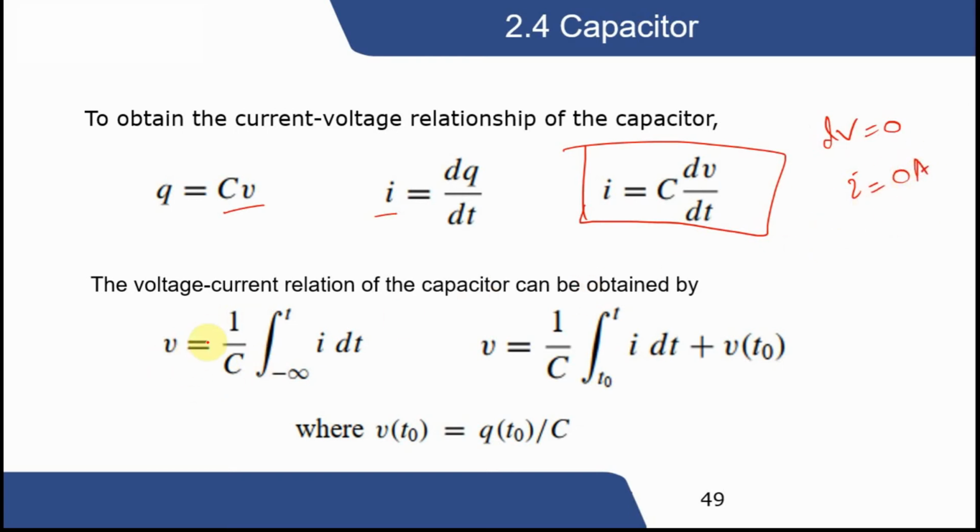Here, if we want to calculate the voltage of the capacitor using this equation, V is equal to 1 upon C integral from minus infinity to T of I dt, and we have to add the initial voltage of the capacitor at T equal to 0. If we have infinity at the start, we get infinity. Mostly in practice we have a defined limit of time: an initial time and a final time, so we can say T naught to T. This is the voltage at T naught, which is equal to the charge at T naught divided by the capacitance. Capacitance is constant.